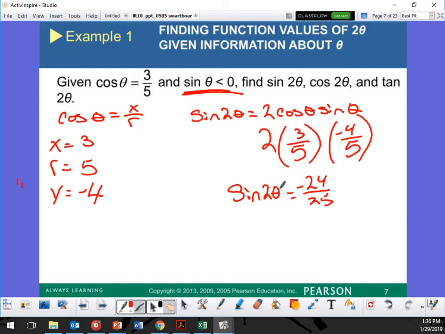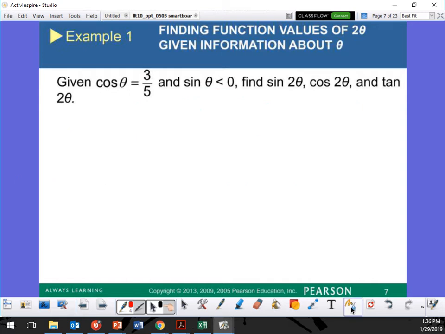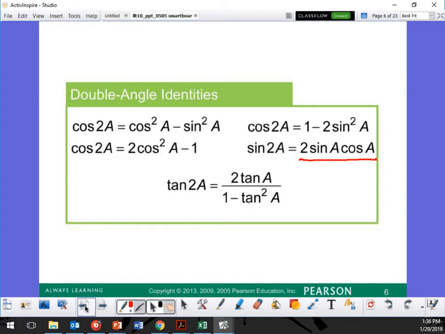What's next? Cosine 2 theta. So I just need to pick one and find it, right? Let's do it. So I'm going to erase. So cosine of 2 theta. I could pick any one of those formulas that I want. So it could be, let's do this one right here: 1 minus 2 sine squared.